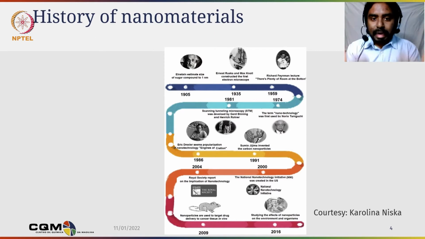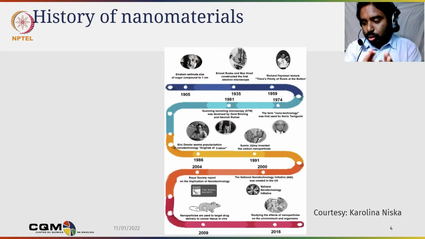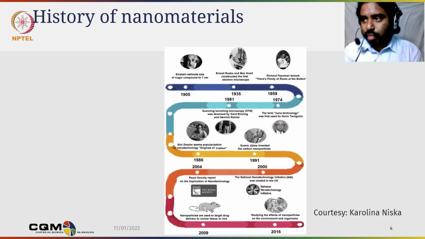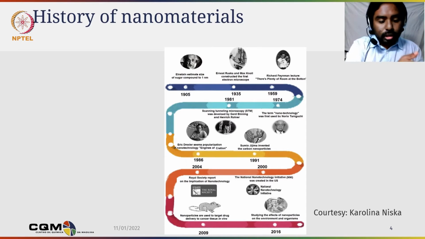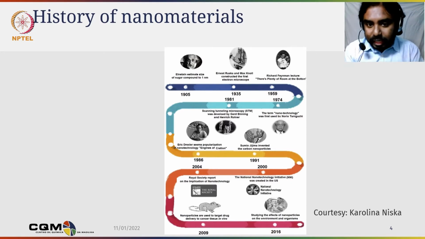And later in 1981, the scanning tunneling microscope was developed by Gerd Binnig and Heinrich Rohrer, right? So they started to see more clearly how nanomaterials are forming, what their structures are and how they behave. Later in 1986, Eric Drexler wrote a book called Engines of Creation. So this familiarized nanotechnology among the general public. Right. So now it is going from the researchers towards the public. And finally, in 1991, Sumio Iijima discovered carbon nanotubes.